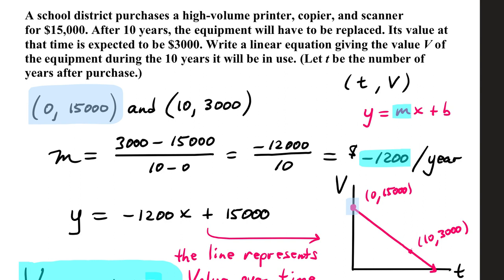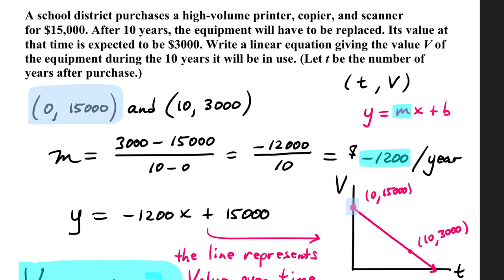Let T be the number of years after purchase. In the beginning, the school purchases the printer, copier, scanner for $15,000, so no time has elapsed. After 10 years, the machine has depreciated to a value of $3,000. So we're asked to find a linear equation representing value during the number of years T.